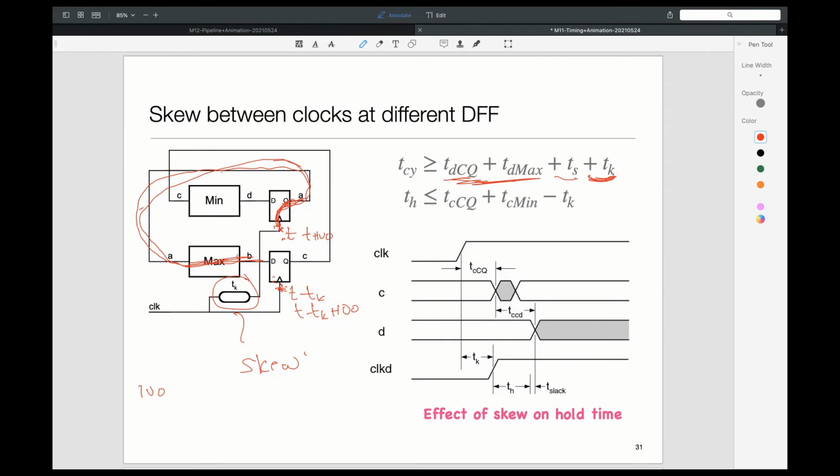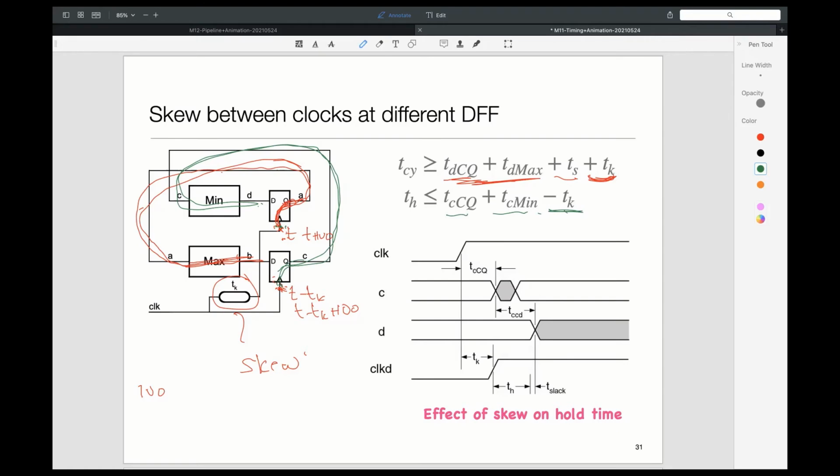In the hold time, we are worried about this path, right? That's the short path. So TCCQ plus TC min. But remember, in hold time, we worry about the current clock edge only. But the current clock edge comes later at the top flip-flop. So it's already eating into some of my budget. So we have a minus TK term out here. So in this example, TK is hurting us for both the dimensions, right?